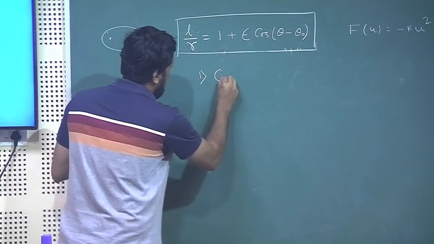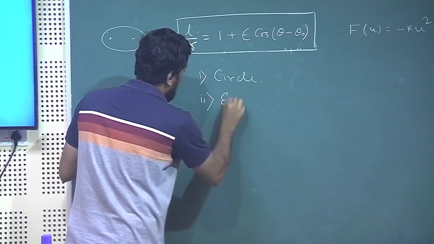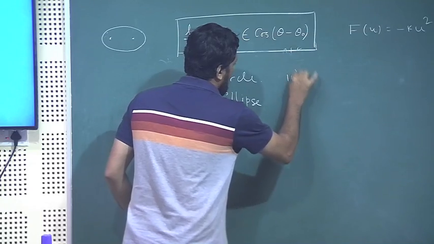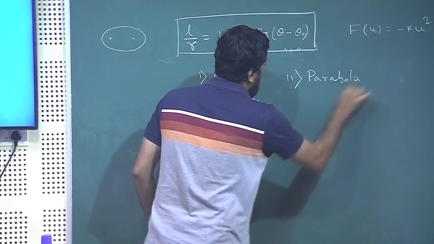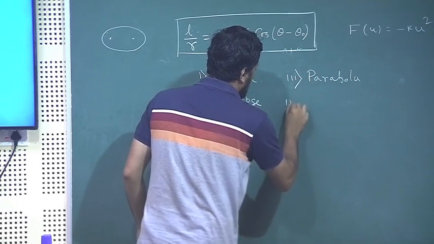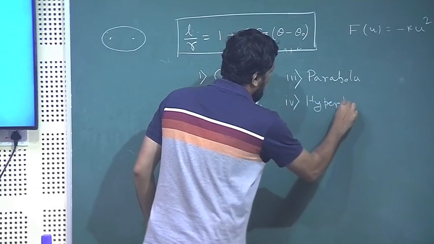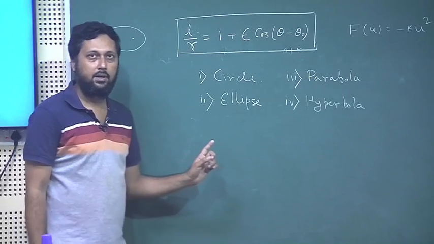It can be a circle, it can be an ellipse, it can be a parabola, or it can be a hyperbola. One of these four, right.